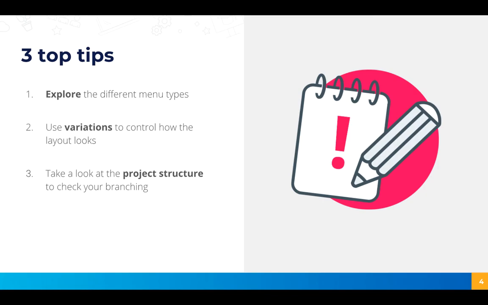Secondly, use variations to control how the layout looks, which is particularly relevant to the image grid menu where you can choose how many items appear per row. And thirdly, take a look at the project structure view, which will allow you to check your branching, especially if you have a project diagram that you've created at the beginning of your project to map things out. You can check that everything's mapped out in the same way in Elucidat.